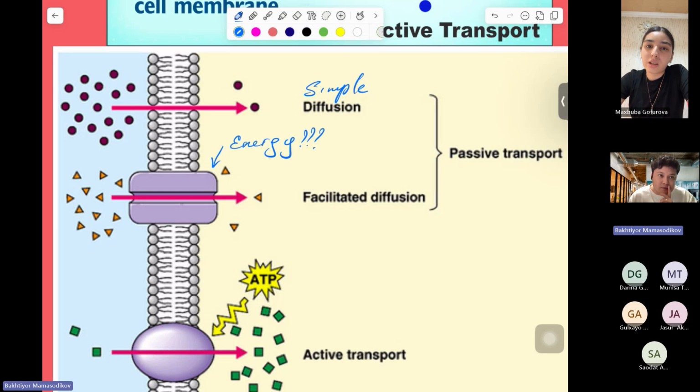No, maybe they don't need energy. Why, Mahbuba? Why don't they need energy? I think it's because you told us that they need the help of proteins. Yes, this is the answer, because of proteins. They work, so you're going to give the energy later. Am I right? I don't know.